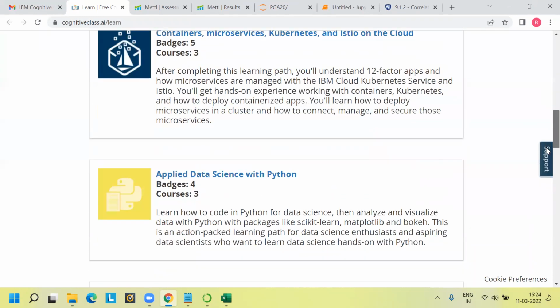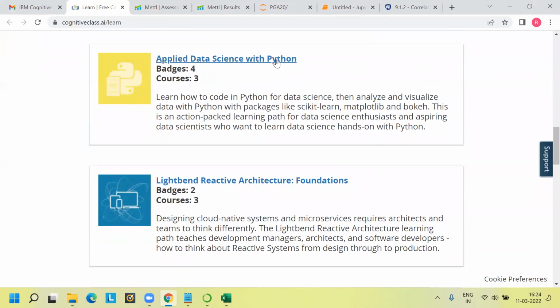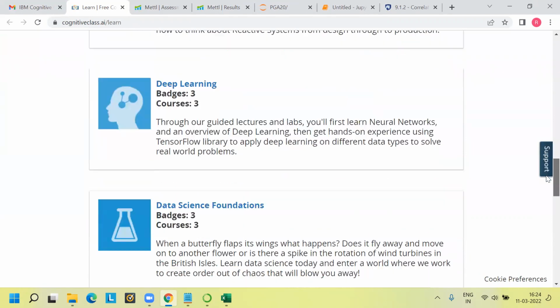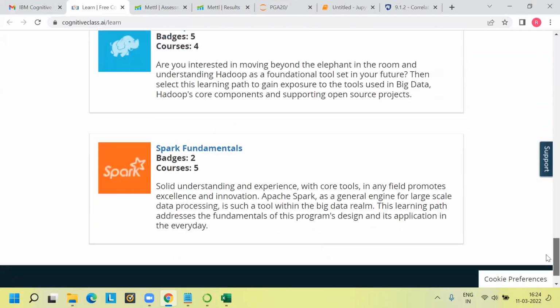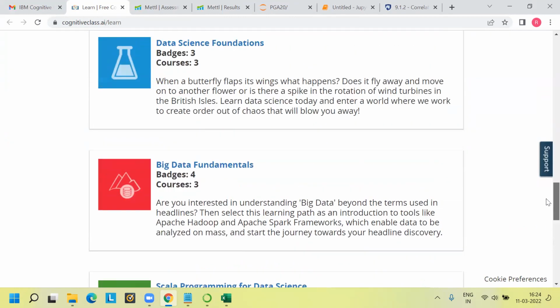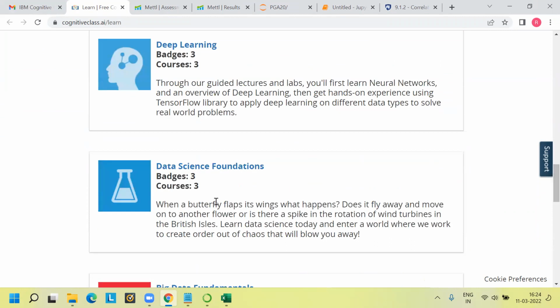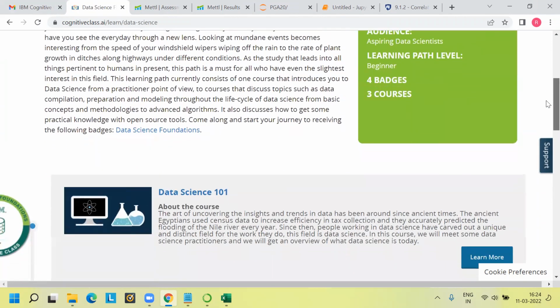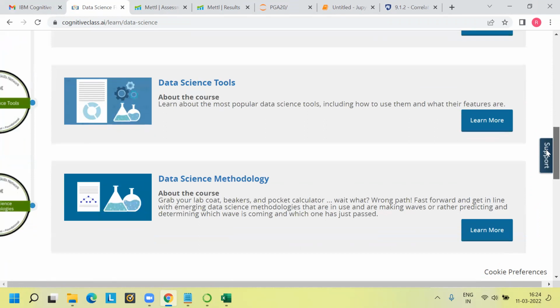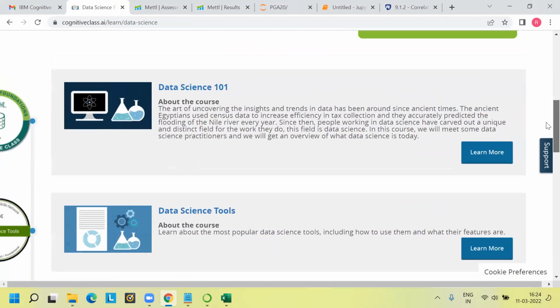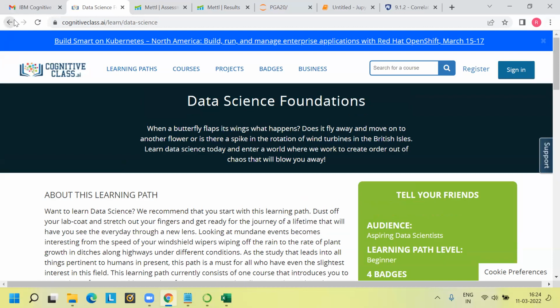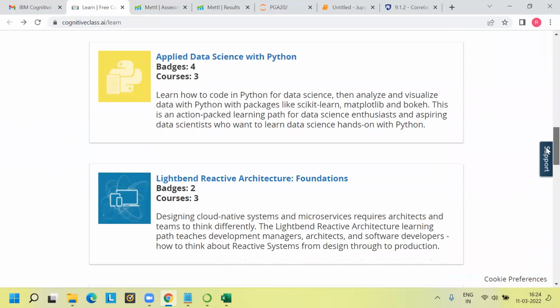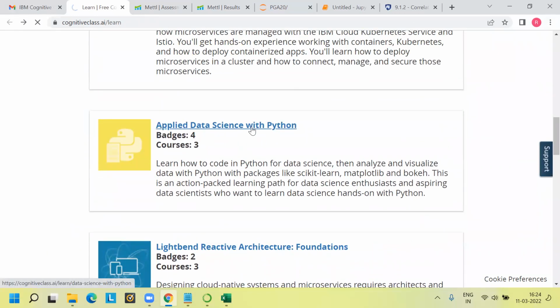దీంట్లో one which is required is applied data science with Python. దీంట్లో 4 మాడ్యూల్స్ ఉంటాయి. You can do డేటా సైన్స్ ఫౌండేషన్స్ కూడా చేయొచ్చు. First do data science foundations. There are 3 courses which are there under data science, for 3 courses, 4 badges. Data science tools, data science methodology, data science 101. Main వచ్చేసి ఇది applied data science with Python, 3 courses, 4 badges.